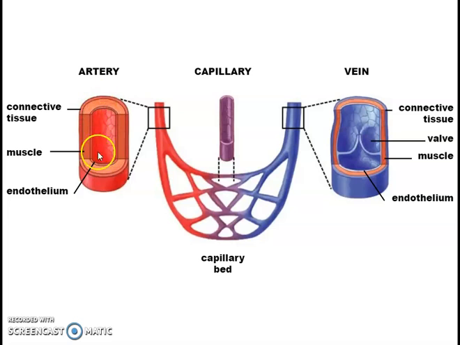So notice arteries that come from the heart to the tissues are going to carry oxygen, so they're oxygenated. And then once it's dropped off its oxygen in the tissues, the veins are mostly carrying deoxygenated blood back to the heart.